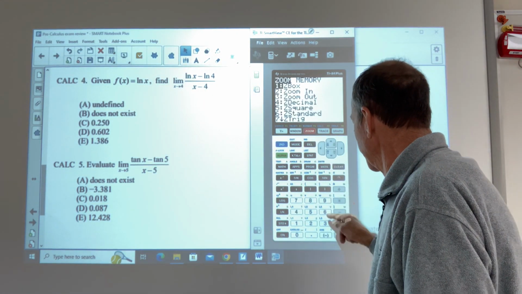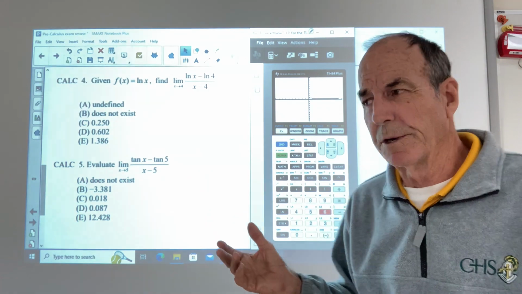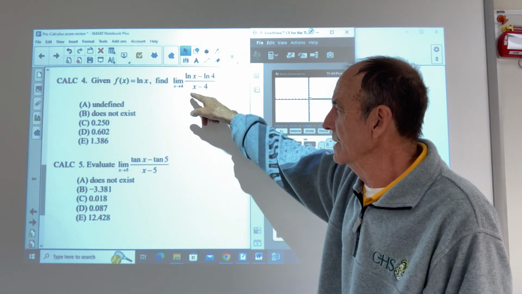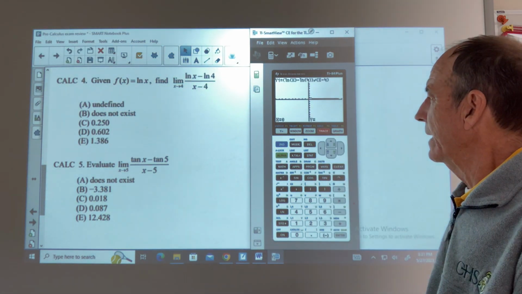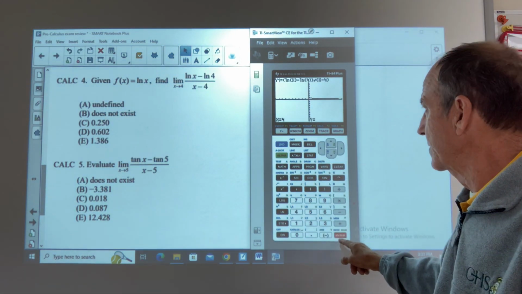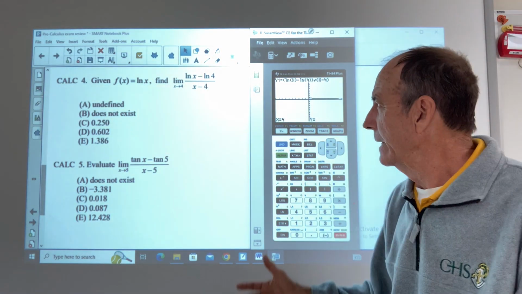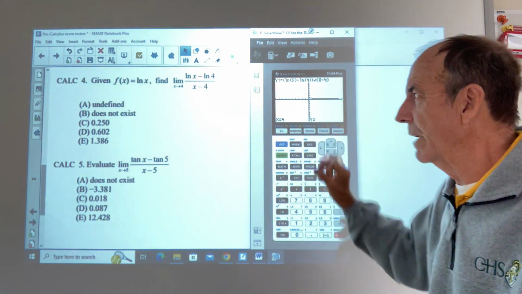So zoom 6, here's the graph. It doesn't show us much, right? It's real hard to discern what's going on. We're not trying to solve an equation. We're trying to figure out what happens to this when x gets close to 4. If we hit trace and we put 4 in, we see the function's actually undefined. There is no value at 4 because this would be 0 over 0, right?